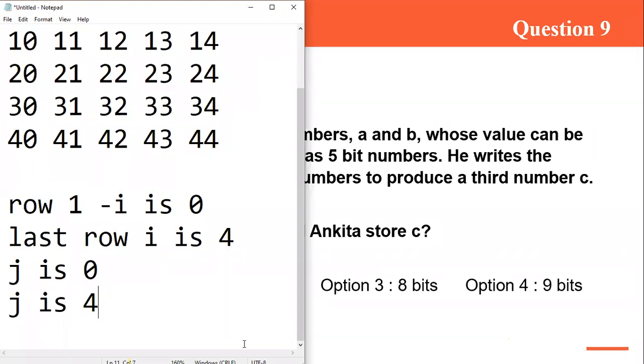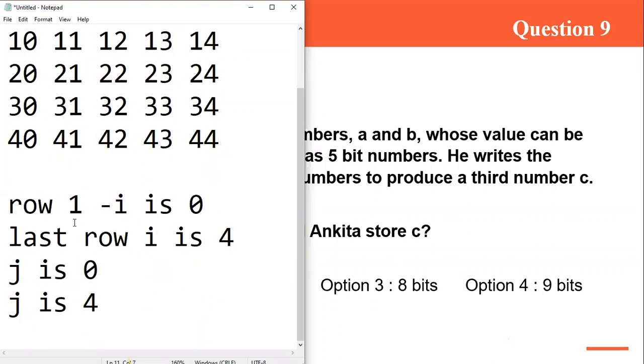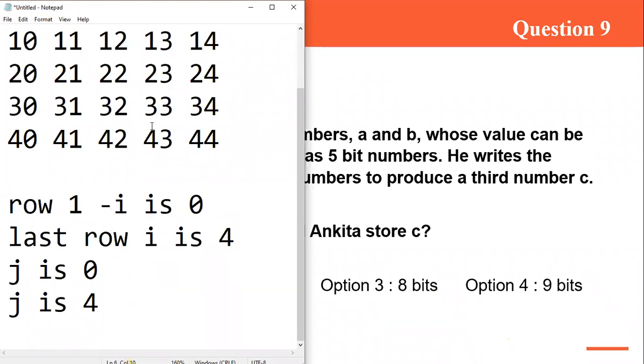You observe that? That's what we are writing. So if you want to print these borders, we'll write these conditions only: I is 0 or I is 4 or J is 0 or J is 4. These are the 4 conditions we write for the 4 boundaries. Got it? 4 boundaries. Hope you understood that.